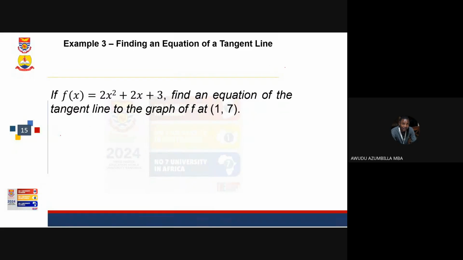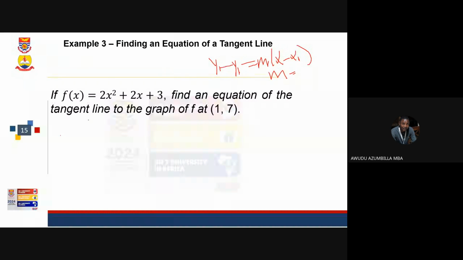Remember, we are going to use this formula: y minus y1 is equal to m bracket x minus x1. This is the formula we are going to use. But we need to find the slope, which is m. From this equation, we have to find the slope. So how do we find the slope? We are going to use the formula to find the slope.